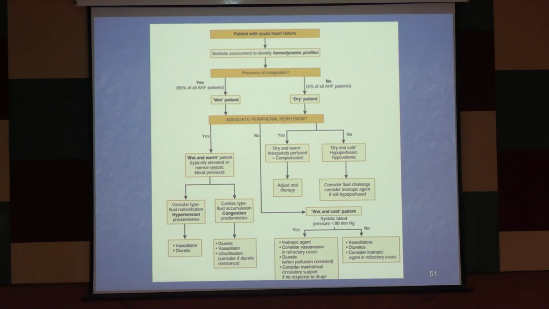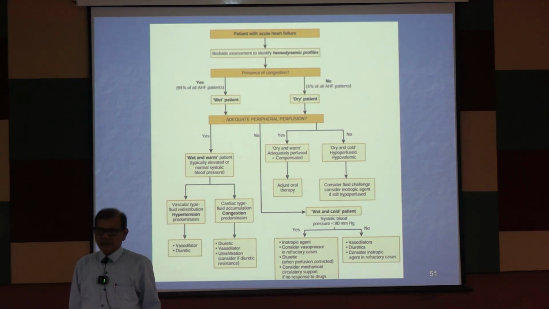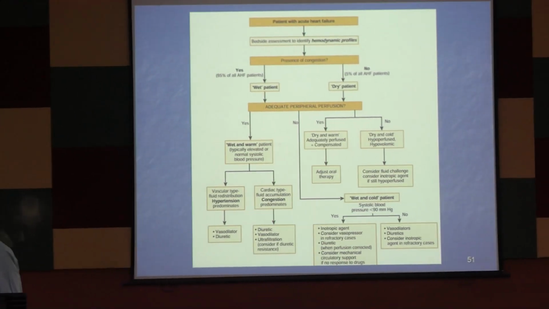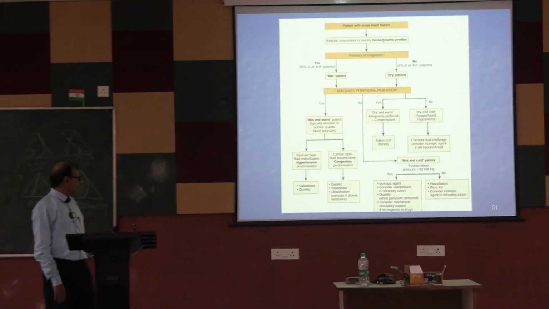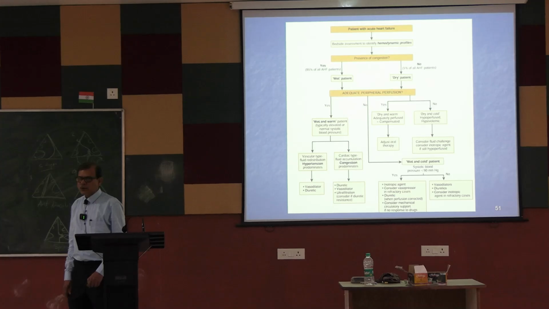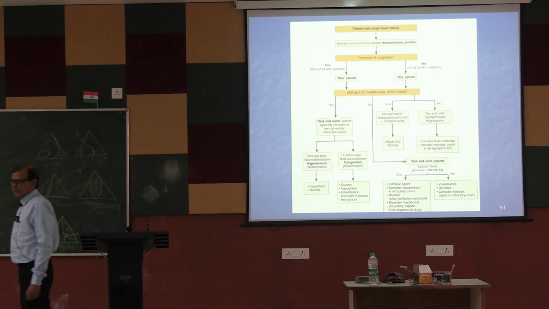In the case of a BP exceeding 90 millimeter of mercury, go for vasopressor first, then diuretic therapy, then consider other forms of therapy in the form of inotropic support. BP more than 90 millimeter of mercury, go for first vasopressor, then diuretic and inotropic support in the refractory cases.